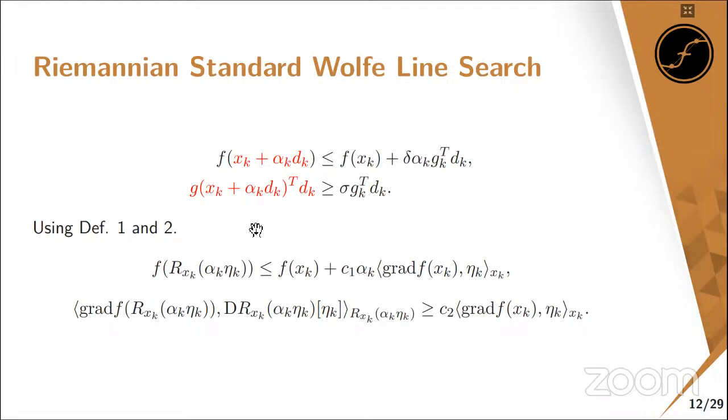In order to make this generalization, that is, to extend this line search to Riemannian settings, we need definition 1, that is inner products, and definition 2, that is retraction, whereby the concept of addition we have in the Euclidean CG setting can be extended to the Riemannian manifold as this. If you combine these two, we have what we call the Riemannian standard Wolfe line search.